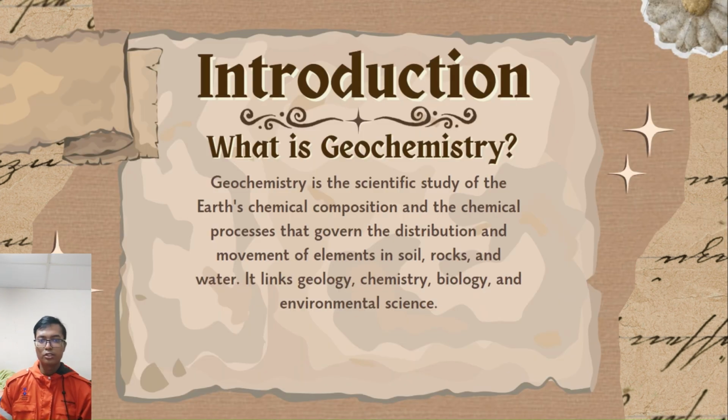So, what is geochemistry? Before we deep dive into the geochemical processes, we need to know what geochemistry is. Geochemistry is basically a branch of geology and chemistry at the same time, that studies the Earth's chemical composition and how chemical processes dictate the distribution and movement of the elements in soil, rocks, and water. It links geology, biology, chemistry, and also environmental science together to create a very important field of study.